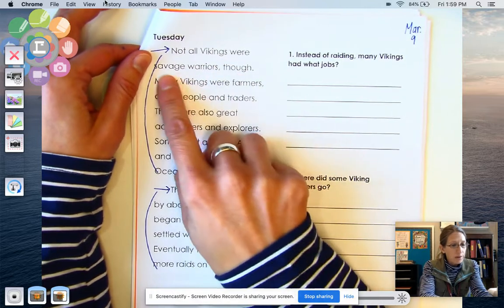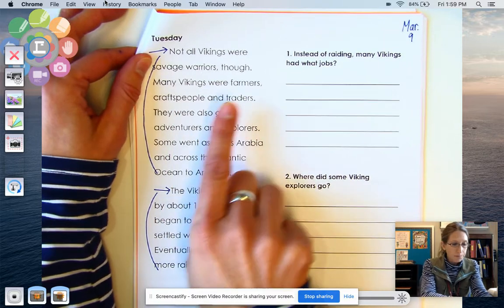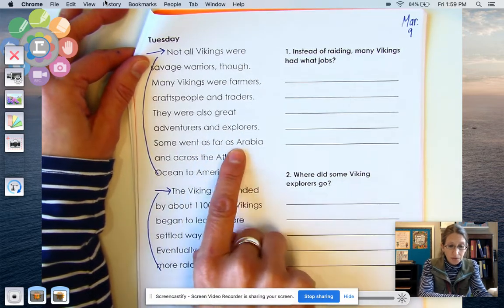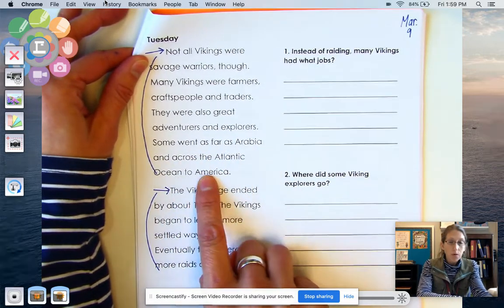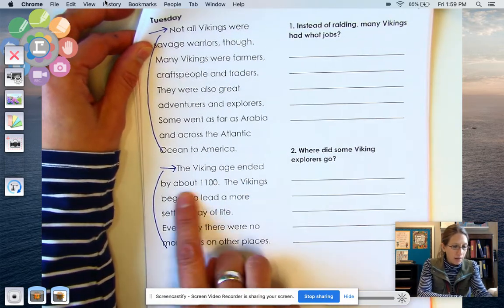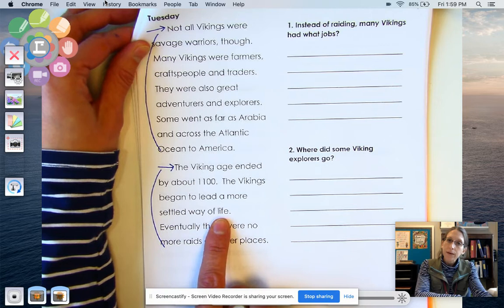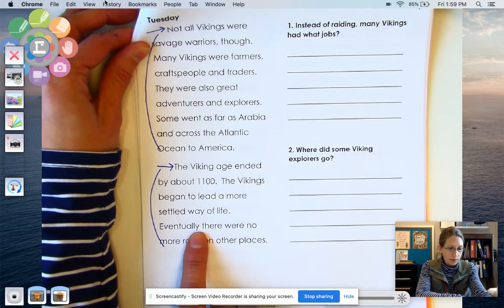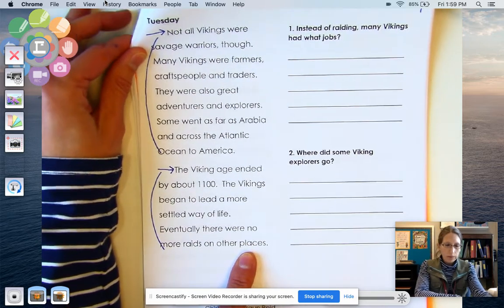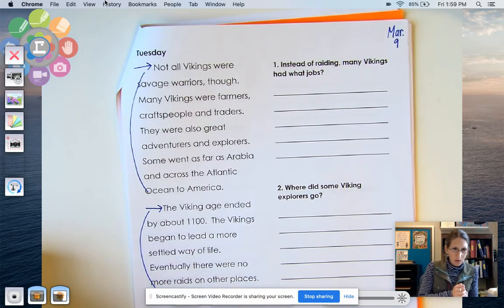Not all Vikings were savage warriors, though. Many Vikings were farmers, craftspeople, and traders. They were also great adventurers and explorers. Some went as far as Arabia and across the Atlantic Ocean to America. The Viking Age ended by about 1100. The Vikings began to lead a more settled way of life. Eventually, there were no more raids on other places. They just calmed down and started leading a more normal, peaceful, calm lifestyle.